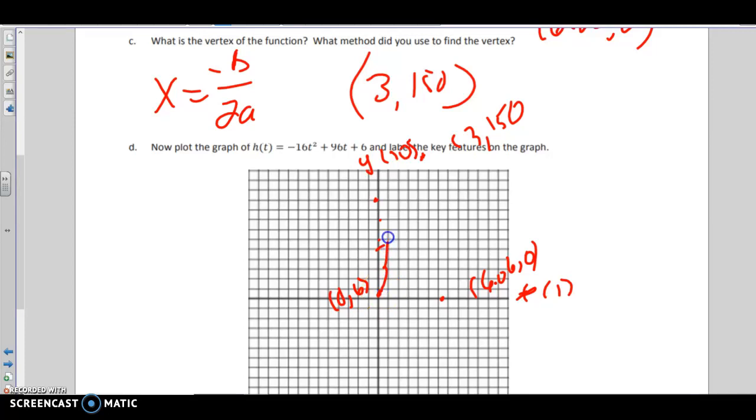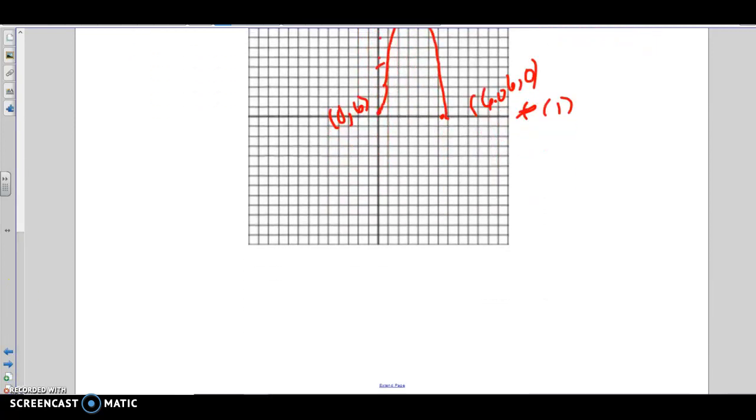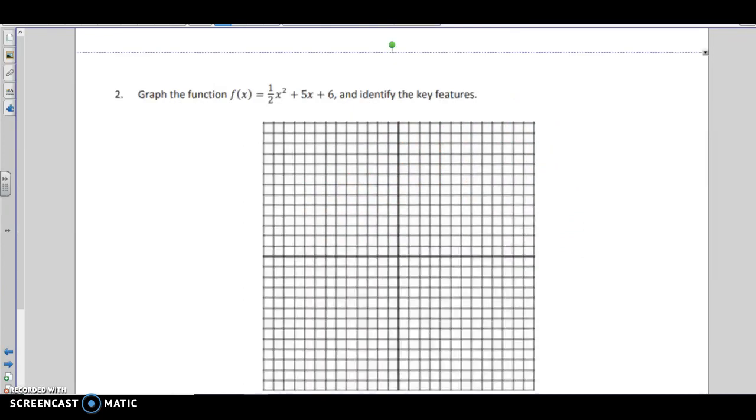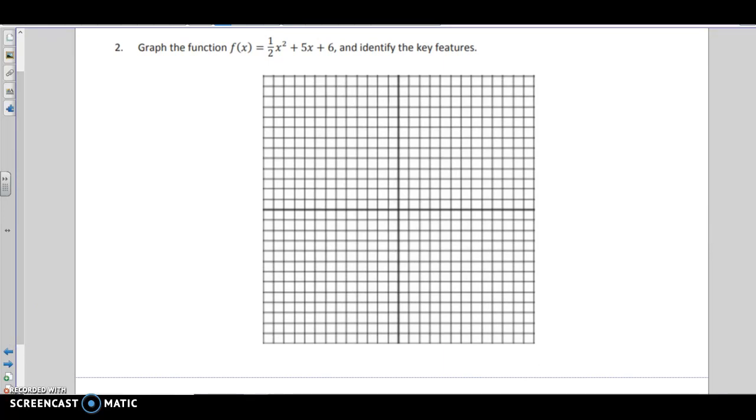And then I can sketch in my parabola, knowing that it's symmetrical, and keeping context of my function. So it's going to start at 0, 6, go all the way up to 150. At 3 seconds, it'll peak and then start coming down. And it will hit the ground after 6.06 seconds. So that just took everything we did and associated it. Out of context, a little easier.